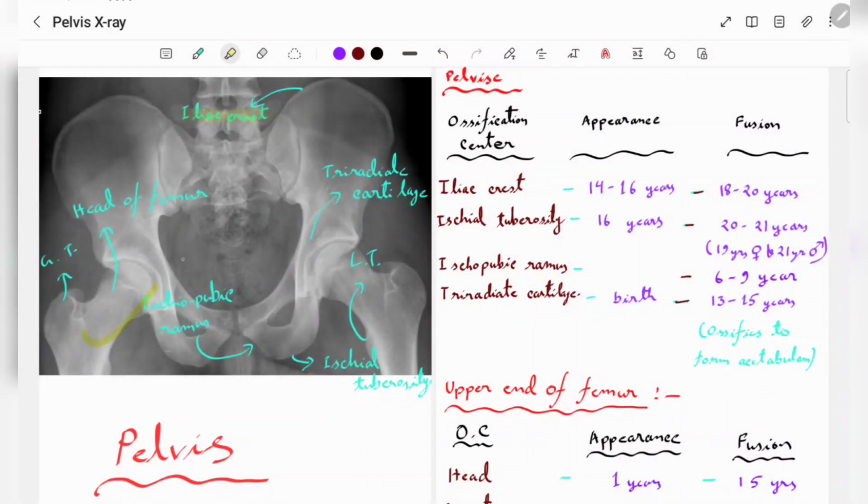This is an X-ray of the pelvis. In this video, we will discuss age determination by the pelvic X-ray. So, what are the major identification features of the pelvis?